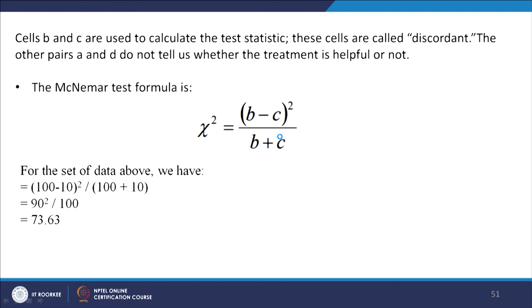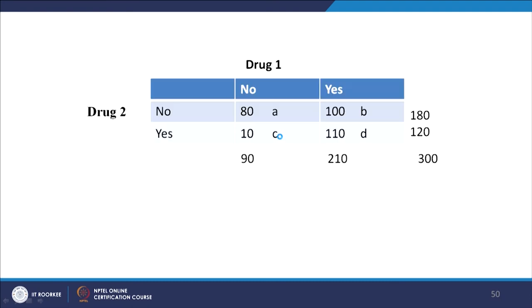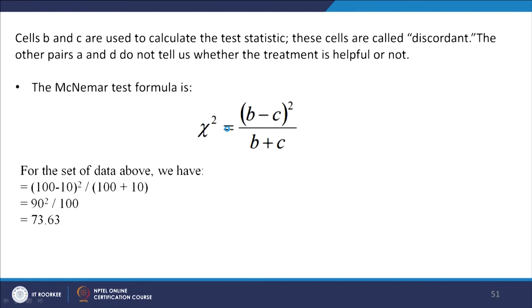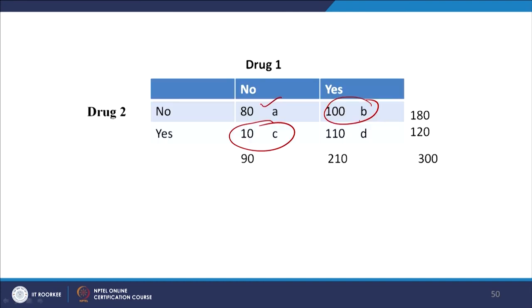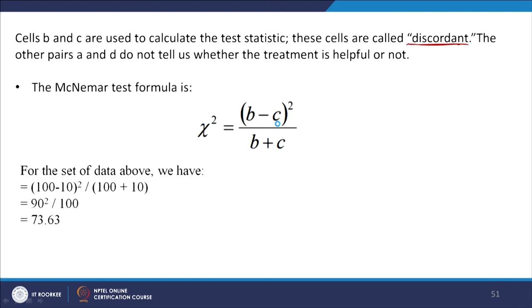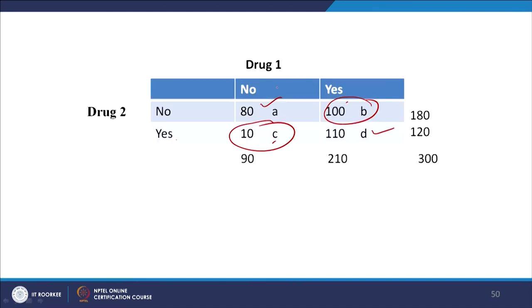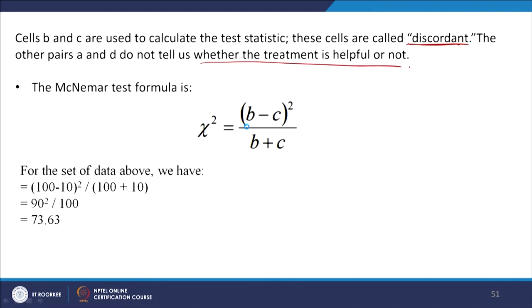If you see B and C, these two are used to calculate the test statistic, and these are called the discordant pairs. The others are not to be used. This no-yes, yes-no is where the difference in thought process lies. The other pairs, A and D, do not tell us whether the treatment is helpful or not. Obviously, both are saying the same thing, no-no, yes-yes, so it does not tell us any difference.